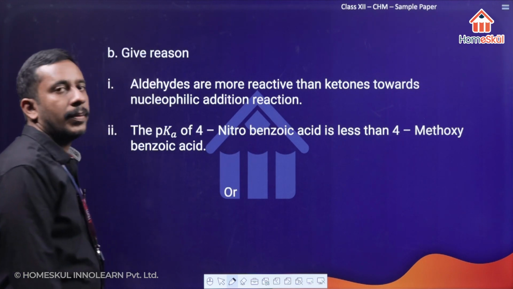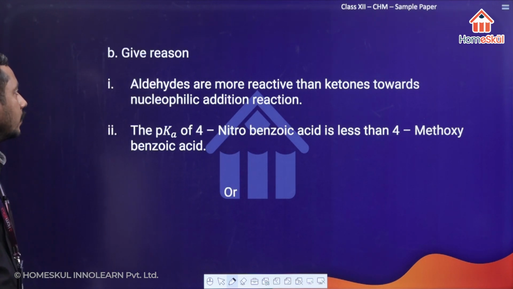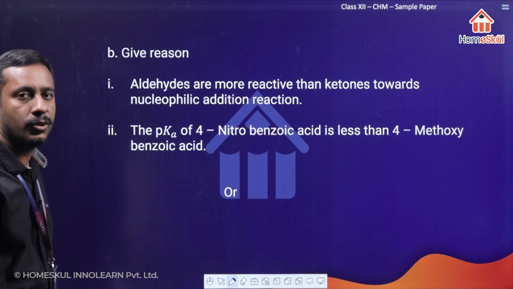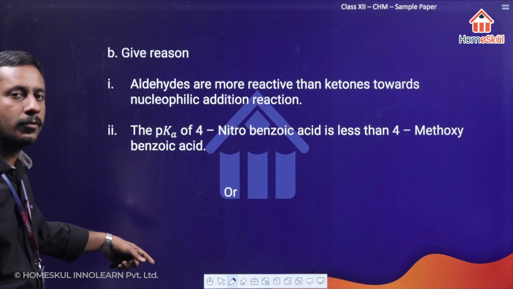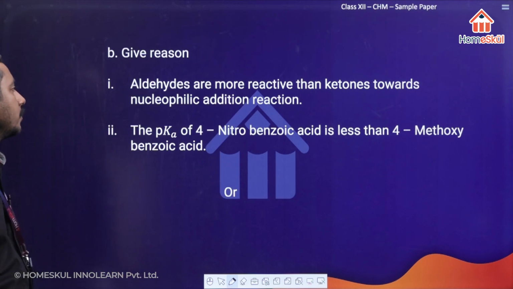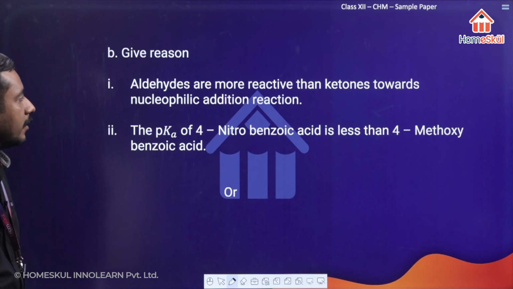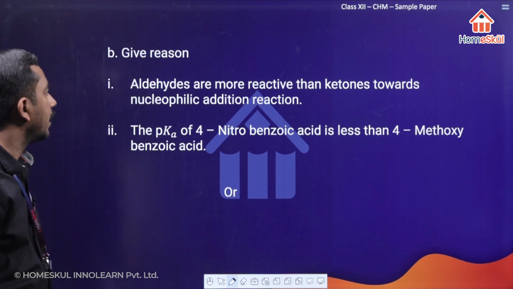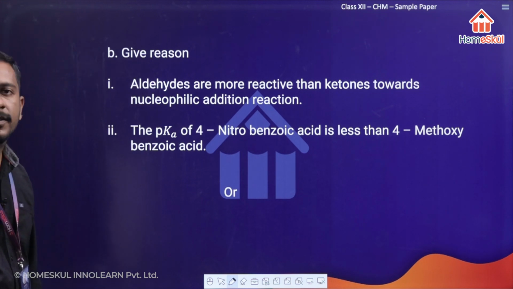And the B part of the same question. Here we have to give reasons for the two statements that are given here. We have an internal choice in this question, so we can either answer these two sets of questions or the next set of questions. The first statement: aldehydes are more reactive than ketones towards nucleophilic addition reaction. Aldehydes are more reactive than ketones.